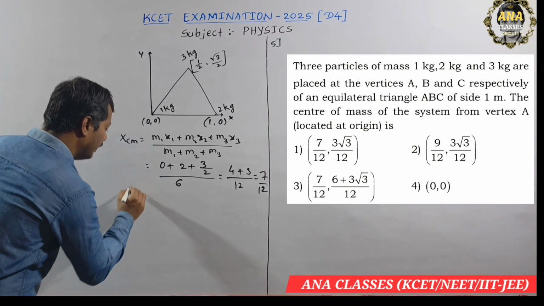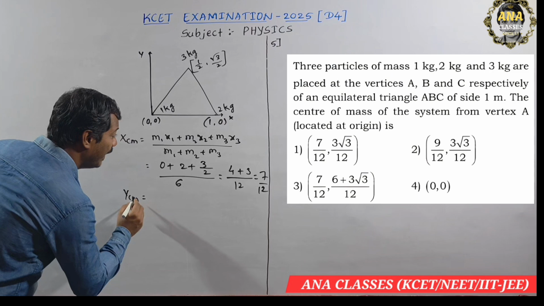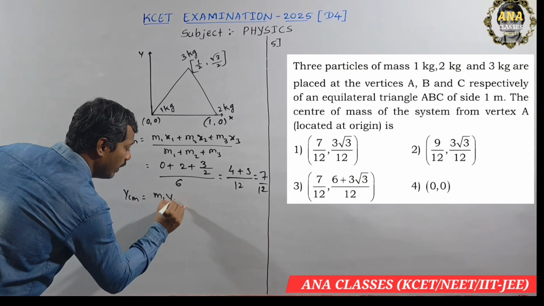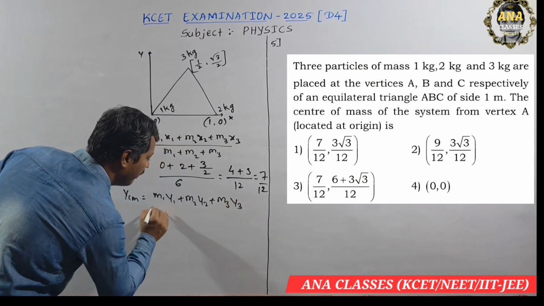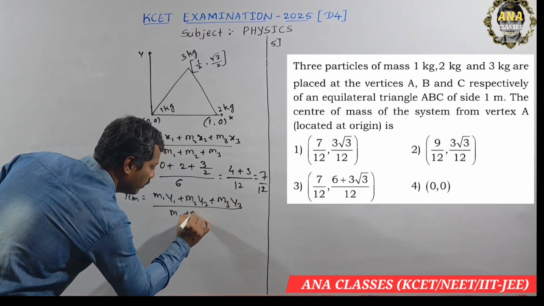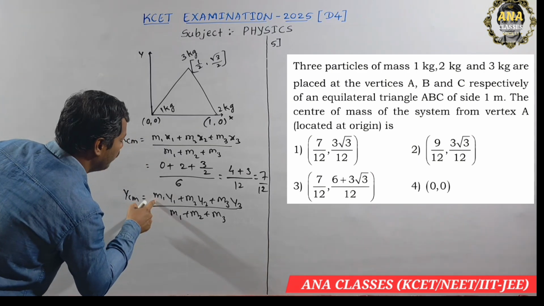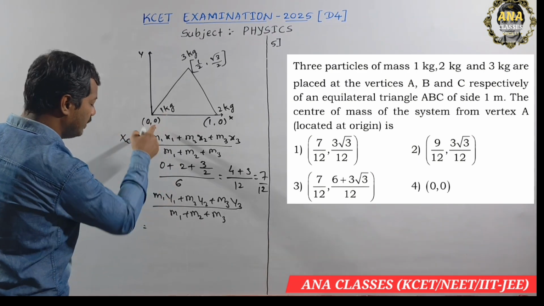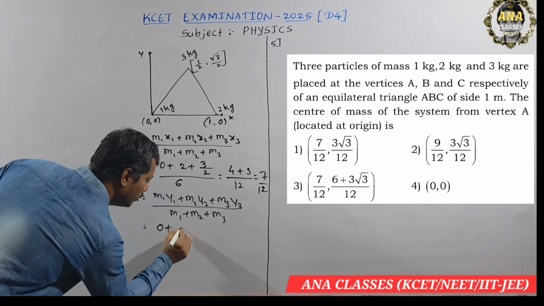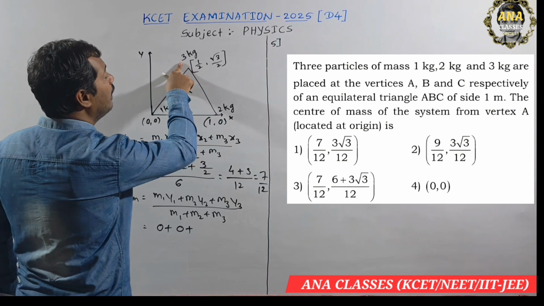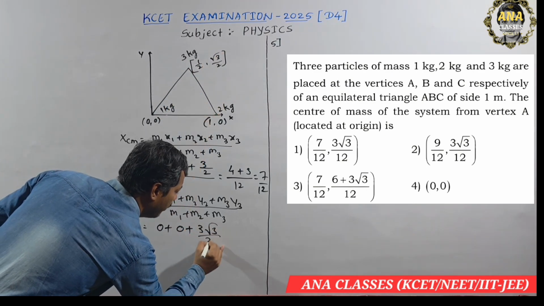The first one is done. The second one, ycm, is the center of mass along the y-axis. ycm is equal to (m1 y1 + m2 y2 + m3 y3) divided by (m1 + m2 + m3). So the m1 value is 1 and the y component is 0, so the first term is 0. m2 is 2, y is 0, so 0. m3 is 3 and y is root 3 divided by 2, so it is 3 root 3 divided by 2.